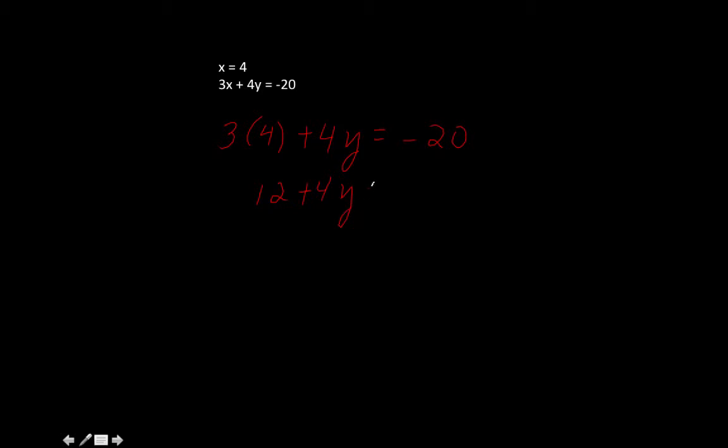12 plus 4y is minus 20. So subtracting 12, 4y. Oh, on the previous one I didn't write the end solution, but they had already given us x again, so we would have put x, comma, and then whatever the y value was. 4y equals minus 32. y equals minus 8. So 4, minus 8.